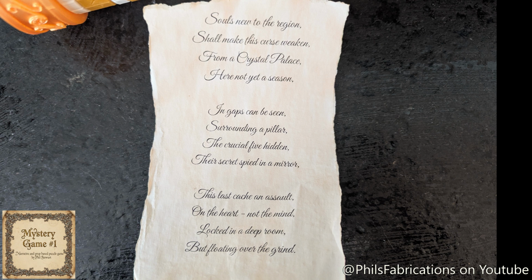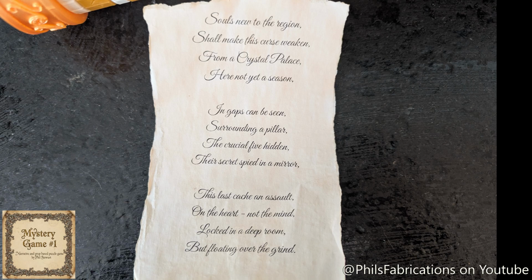So this clue reads, souls new to the region shall make this curse weaken from a crystal palace, here not yet a season. In gaps can be seen, surrounding a pillar, the crucial five hidden, their secret spied in a mirror. This last cache an assault on the heart, not the mind, locked in a deep room, but floating over the grind. Now, this is the clue which is probably going to be hardest to explain in the video.